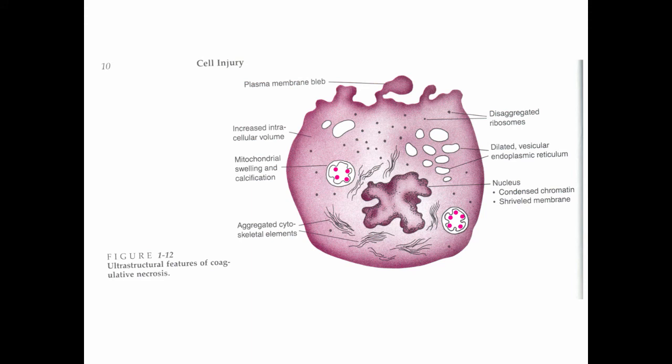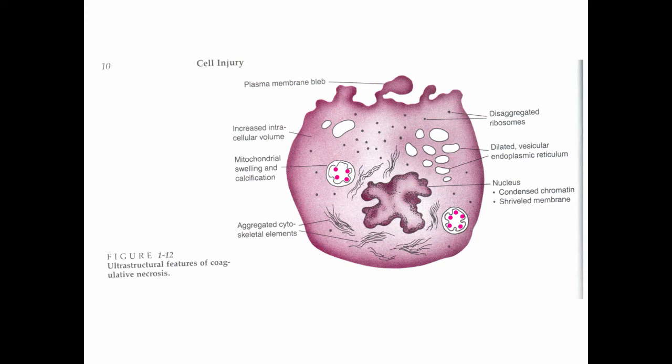Apoptosis is programmed cell death. Apoptosis looks nothing like this. Okay? This kind of cell death looks like the cell is exploding. It gets bloated and it looks like it's exploding. Apoptosis, the cell looks like it's imploding. It gets smaller and it looks like it's collapsing in on itself.